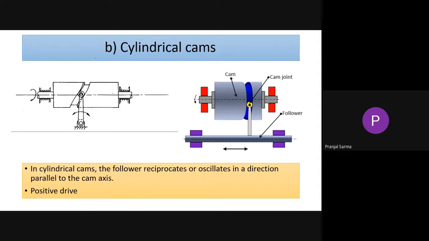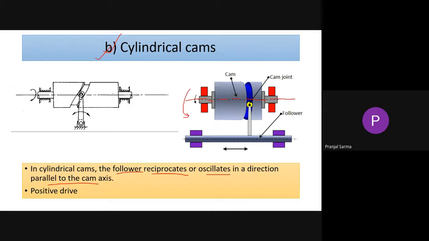So the next type of cam is the cylindrical cam. Now, in the cylindrical cam, what happens? The follower reciprocates, or it can oscillate also, in a direction which is parallel to the cam axis. Now you can see, as we have said, the cams may be of different shapes. In that particular case, the cam axis is this one, and about this axis the cam is rotating.